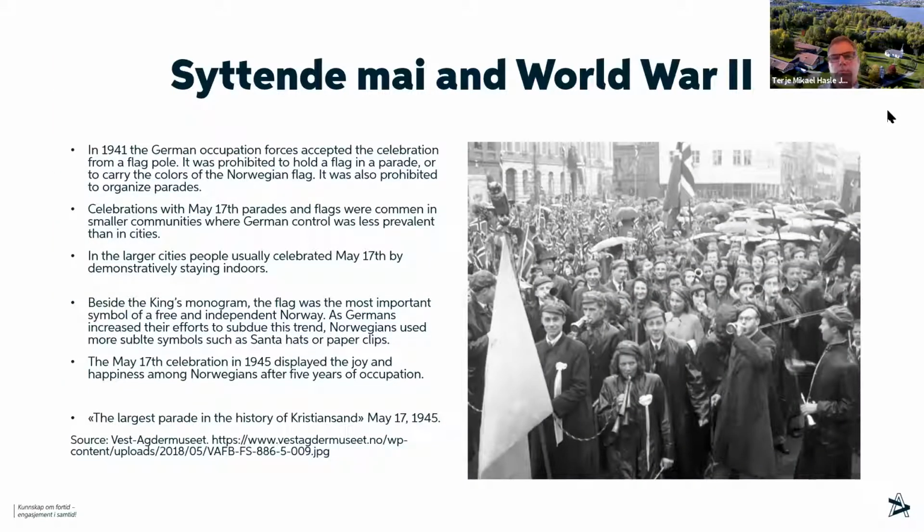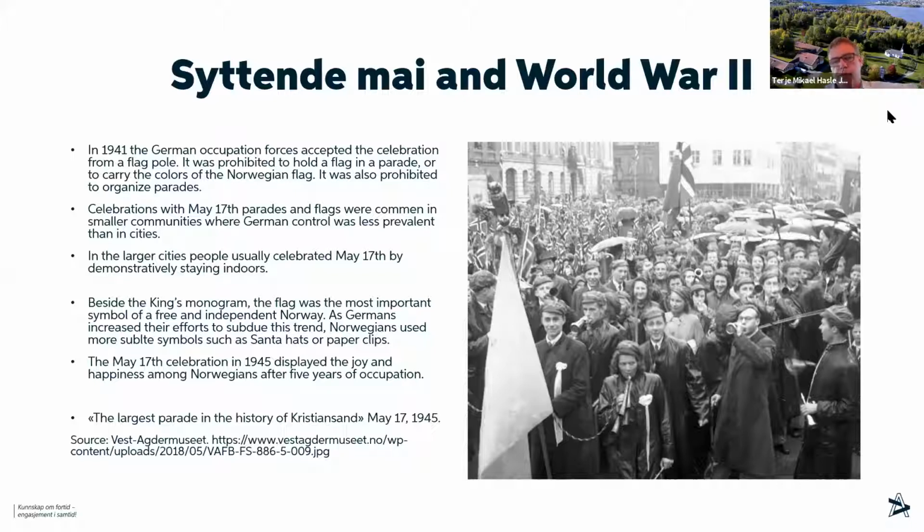In 1941, the Germans gave Norwegians the right to celebrate May 17th by using flagpoles, but you could not wear a flag, and you could not use the Norwegian colors on stickers or on your clothes. But people continued to celebrate Syttende Mai by avoiding those rules. And this photo shows the Syttende Mai celebration in the spring of 1945.